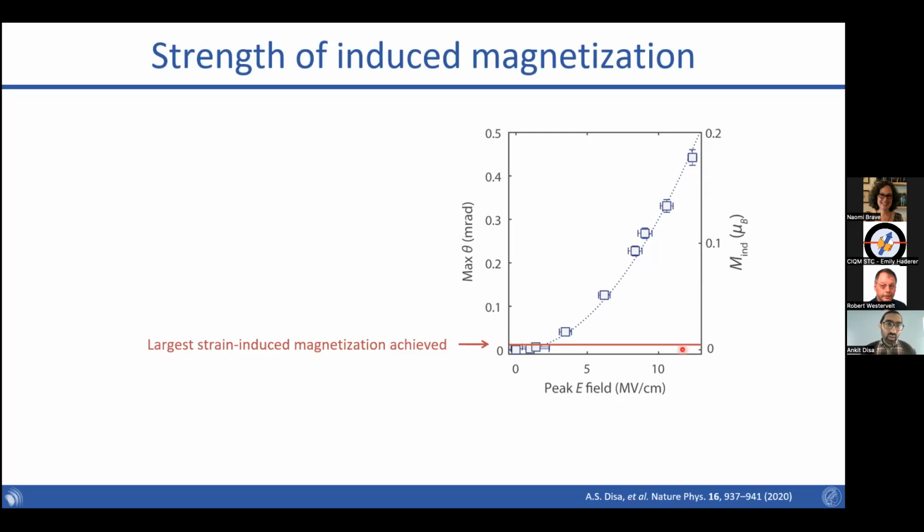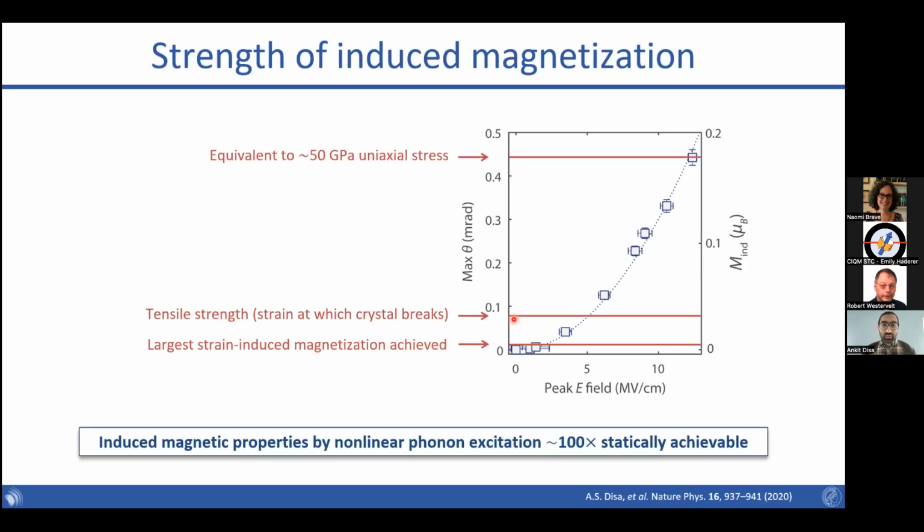But what if you stretch the crystal harder? What if you stretched it enough that it would break? If you did that, you would only be able to reach up to out here. So this is about 2 × 10⁻² Bohr magnetons per formula unit. And so what we were able to achieve is about 100 times more than what would be statically possible. And it's equivalent to something like a 50 gigapascal uniaxial strain if you extrapolate this data down here.